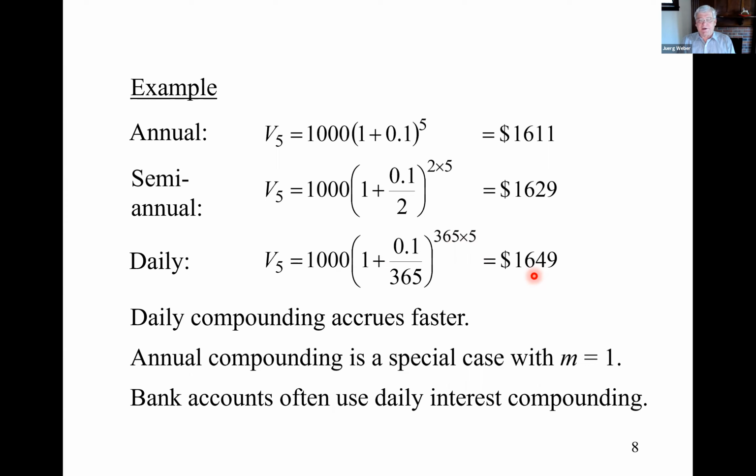So what you see here is daily compounding accrues faster. If you think from the point of view of the investor, it's better to have 5% semi-annually than to have 10% annually. You see, we have here $18 more in the end. And it's even better to get the interest payment daily. Then you get an additional $20.